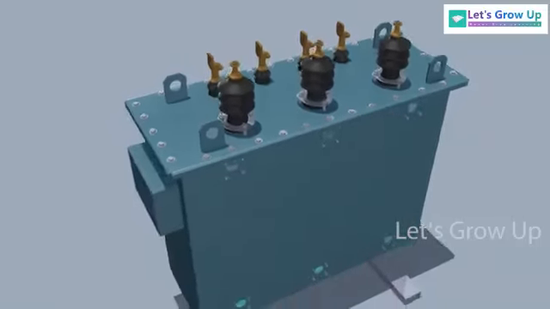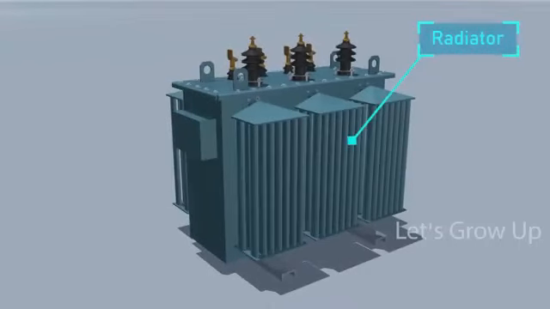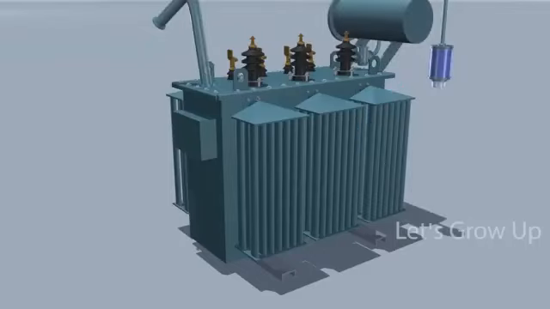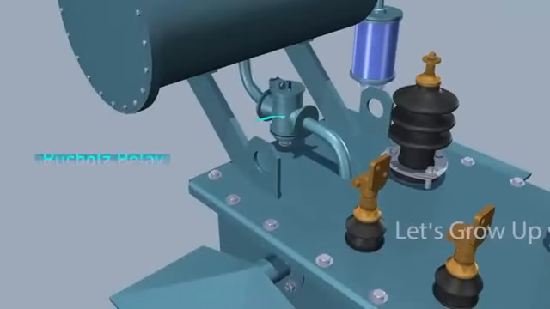Not only that, external cooling tubes, or radiators, are there. The radiator of the transformer accelerates the cooling rate, thus it plays a key role in increasing the loading capacity of an electrical transformer. A Buchholz relay is used to detect any fault inside the transformer.